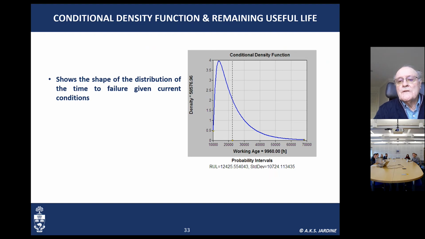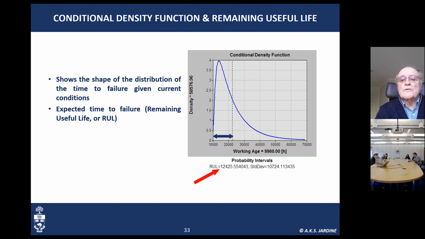Now, remaining useful life is an important measurement people are often concerned about. And so what we're able to do is get a conditional density function, which also gives us the remaining useful life. So there's the density function. Today, the diesel engine is 9,000 hours old, and we know the measurements today from oil sampling. And there's the time to failure of this diesel engine. The mean time to failure can be thought of as the remaining useful life. So the remaining useful life is 12,000 hours from today.